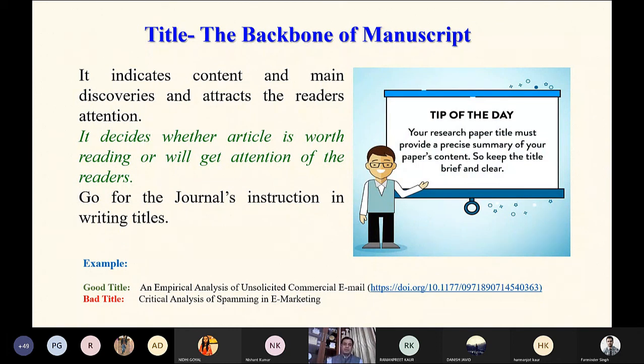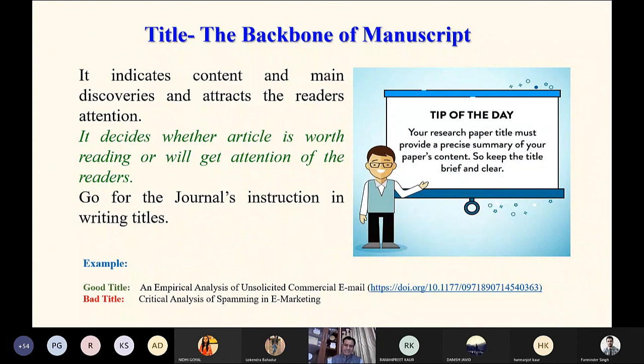What exactly do we have to include in the title, and how can we decide the title for the research manuscript? Whatever title we decide, it must indicate the content and the findings of the study, and it must attract the attention of the reader. If these things are there in the title, only then are there chances the reader is going to read our research paper. If the title is not interesting and does not get the reader's attention, forget about the paper being read by the readers and the audience.